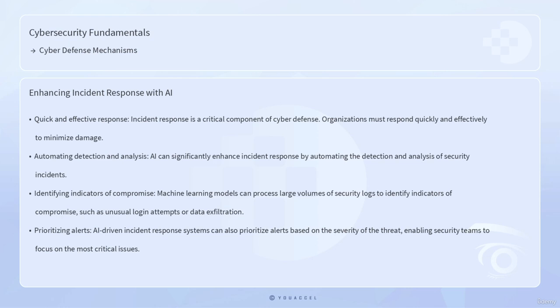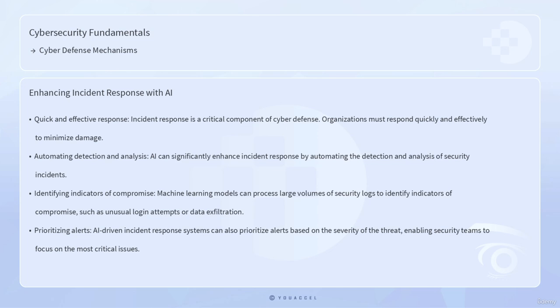Incident response is a critical component of cyber defense. When a cyber attack occurs, organizations must respond quickly and effectively to minimize damage. AI can significantly enhance incident response by automating the detection and analysis of security incidents. For example, machine learning models can process large volumes of security logs to identify indicators of compromise, such as unusual login attempts or data exfiltration.